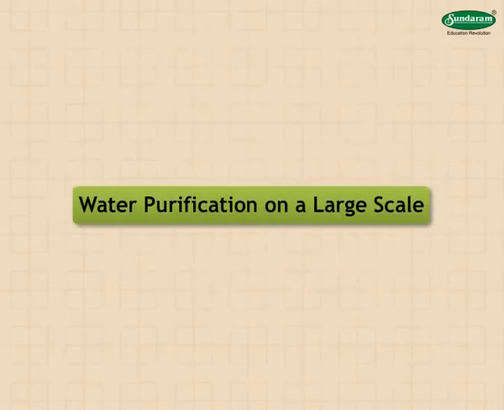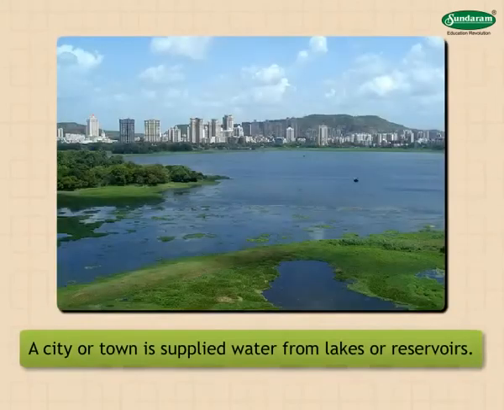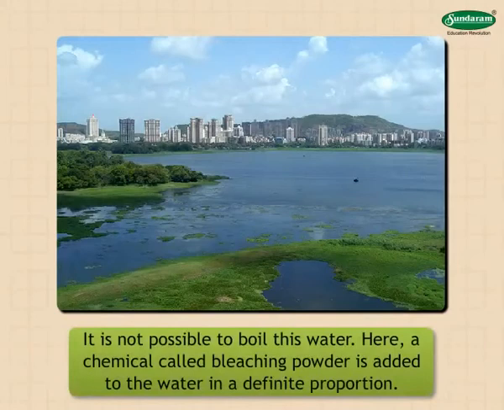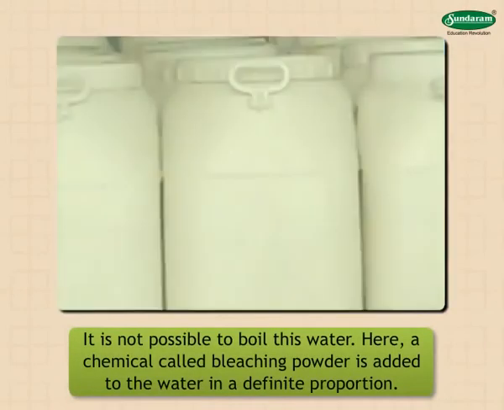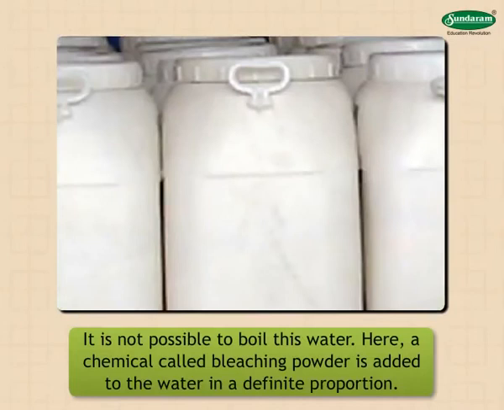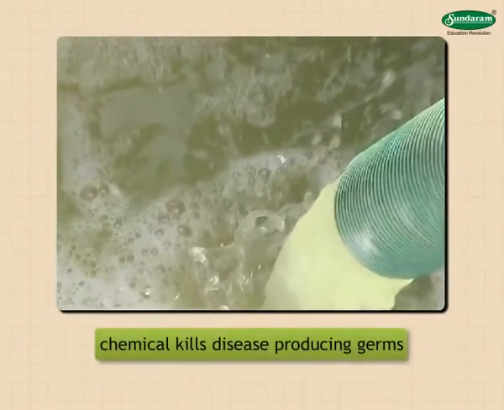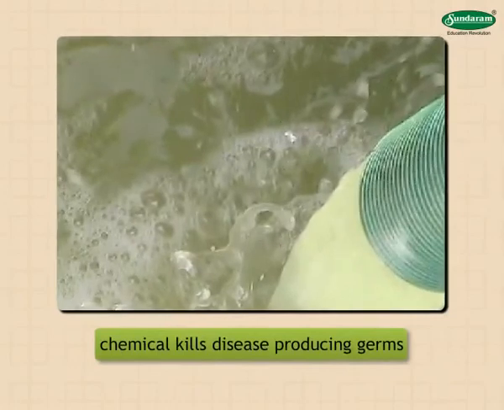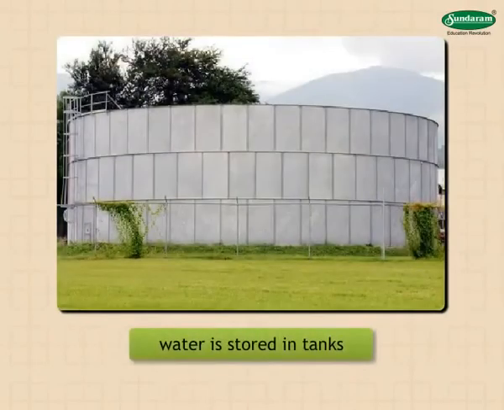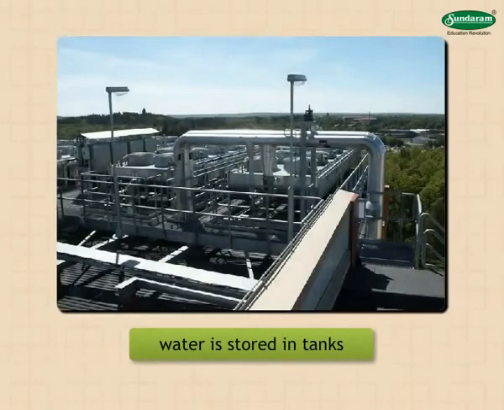Water purification on a large scale. A city or town is supplied water from lakes or reservoirs. It is not possible to boil this water. Here, a chemical called bleaching powder is added to the water in a definite proportion. This chemical kills disease-producing germs and we get water that is free of germs. This water is stored in tanks from where it is carried to other places by pipes.